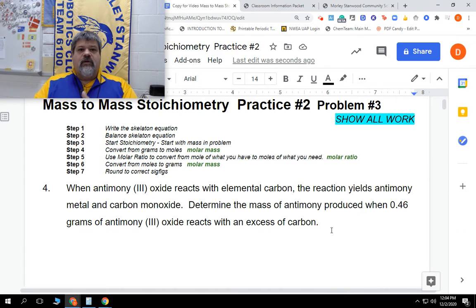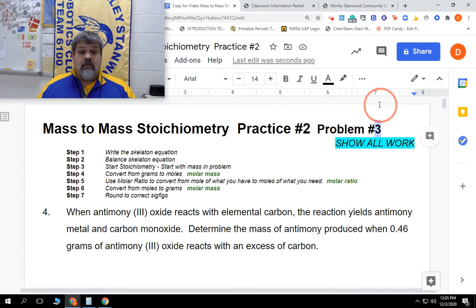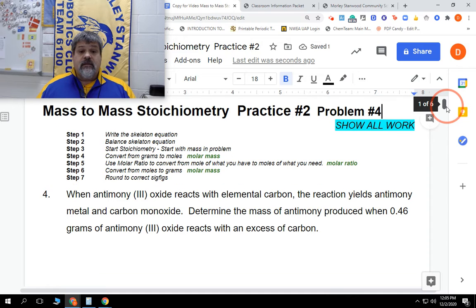Hey guys, we're going to do another sample problem here, or actually, we're going to explain how to do problem number 4 from practice sheet number 2. So let's go ahead and change this to a 4, and we'll go through this again.